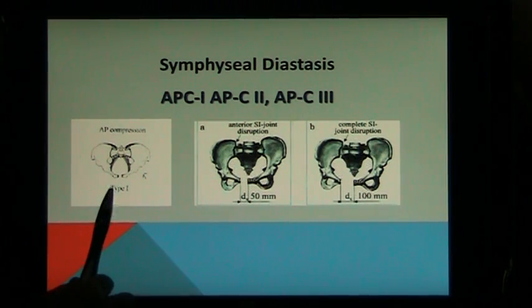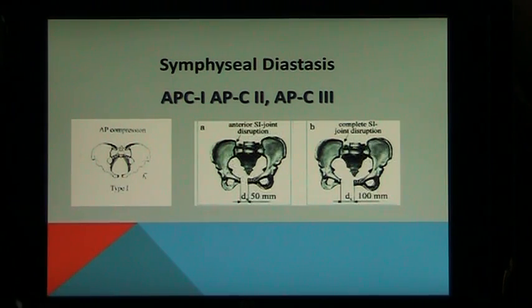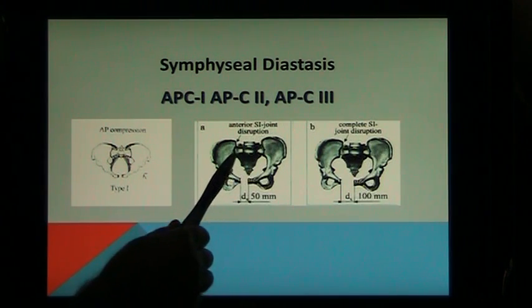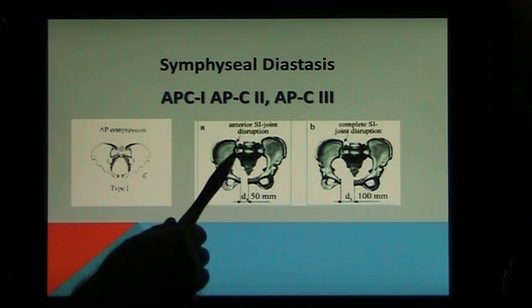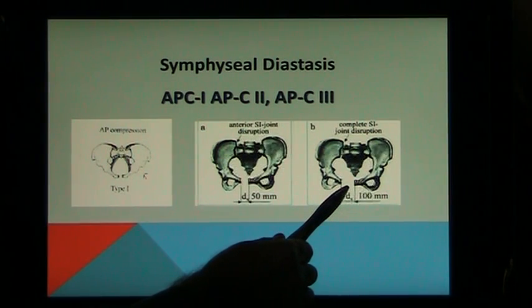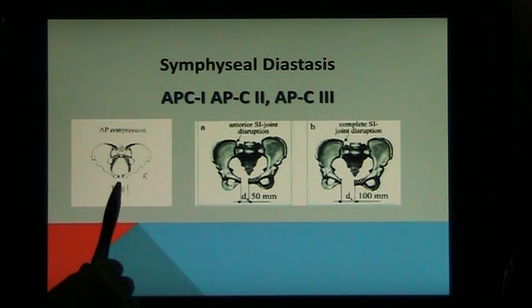Here's a picture of a type 1 AP compression injury, so that only the symphysis ruptures. In a type 2, you get symphyseal rupture here, and you get rupturing of the ligaments that are in the front of the SI joint. Okay? In an APC 3 injury, you have the separation here, and it's of increasing amount. This would be a mild separation.